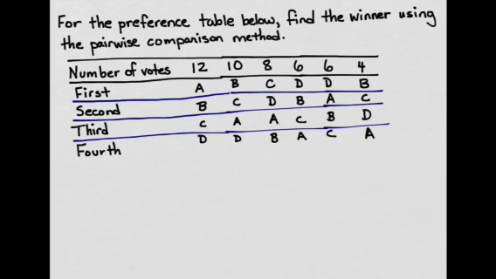In this problem, we want to find the winner of an election using the pairwise comparison method and this preference table. So what I'm going to do is look at all the different possible pairings there are. We could look at candidate A versus candidate B, A versus C, A versus D. That matches up A with all the other possible candidates.